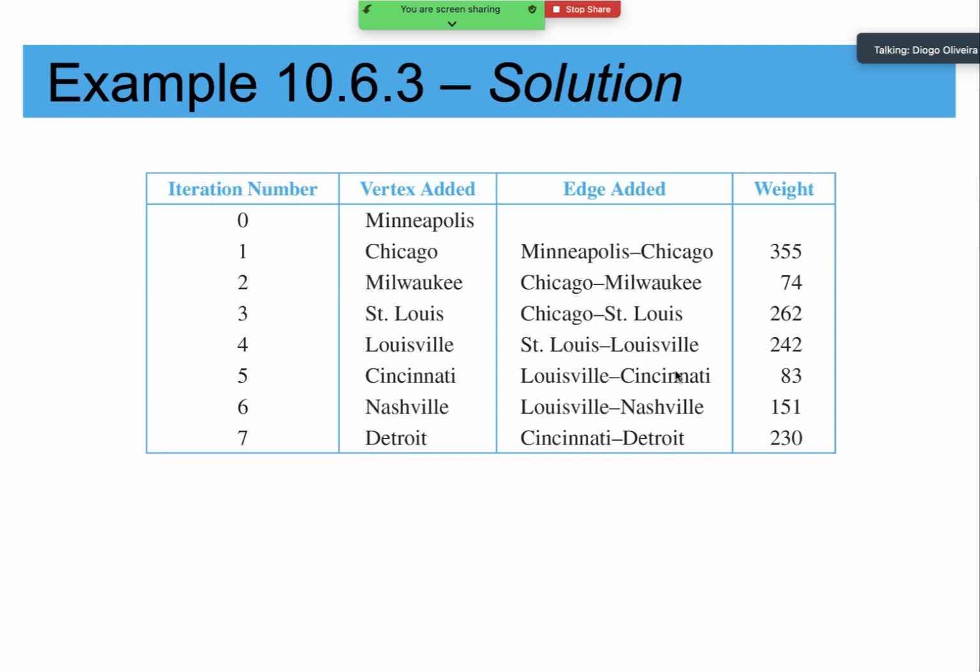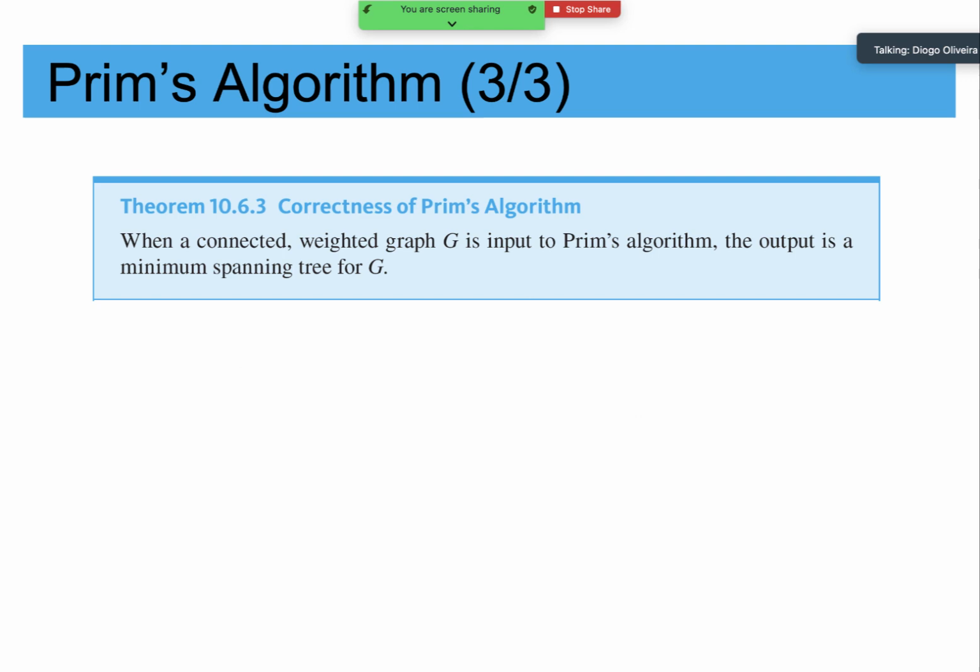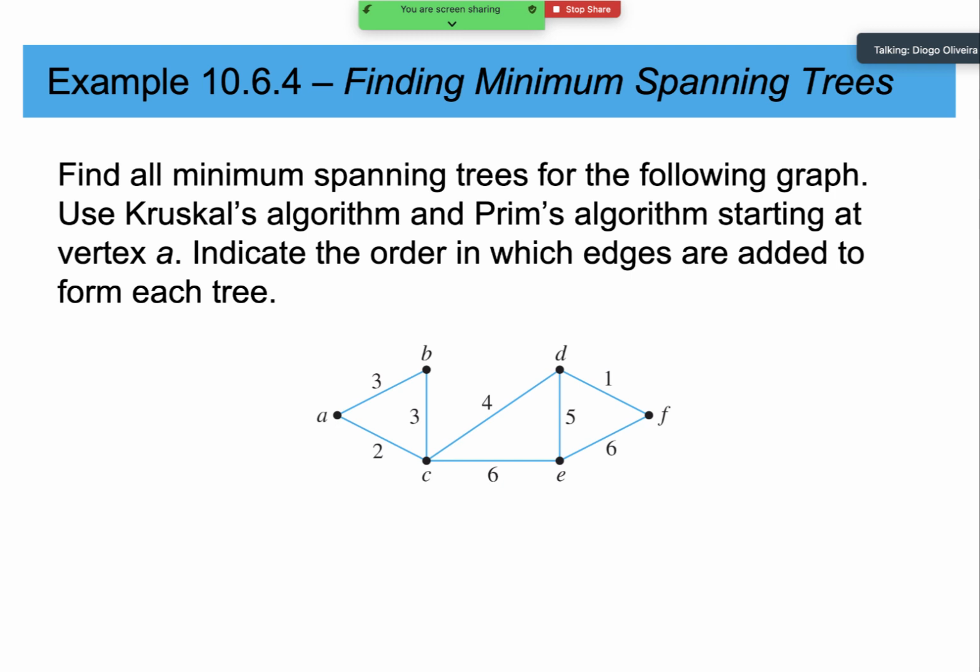Okay. Again, let's take a look at this specific graph here. Find all minimum spanning trees for the following graph. Use Kruskal's algorithm and Prim's algorithm, starting at vertex A. Well, starting at vertex A for Prim's, right? We don't have an initial vertex for Kruskal's. Indicate the order in which edges are added to form each tree.